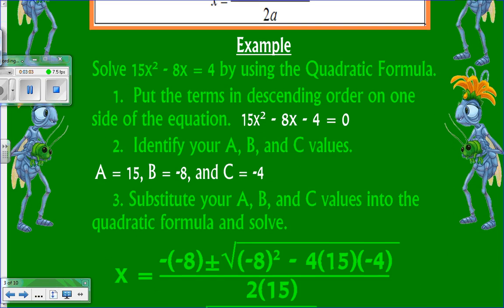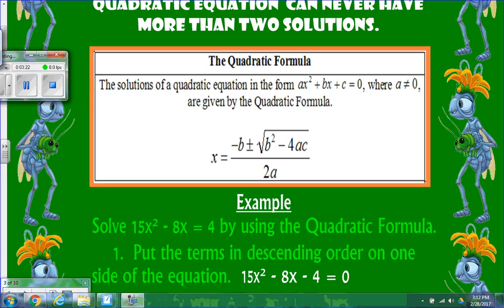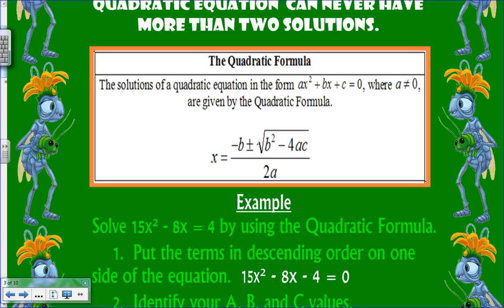All right, so here's an example. It says solve 15x squared minus 8x equals 4 by using the quadratic formula. So first of all, step 1, and we're going to do this example along with the steps. Step 1, put the terms in descending order on one side of the equation. So we have to have 0 on the other side of the equation.